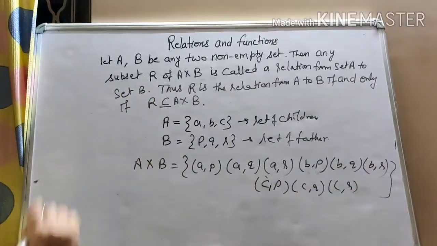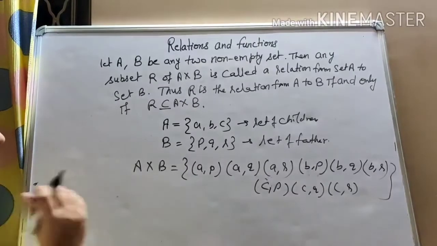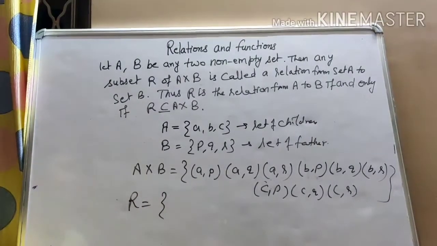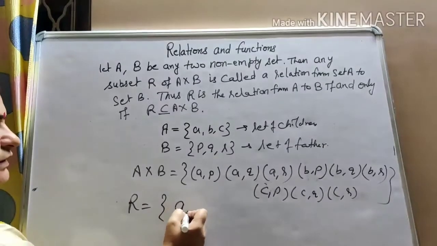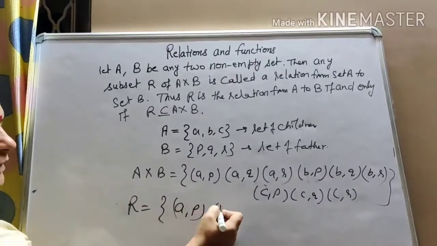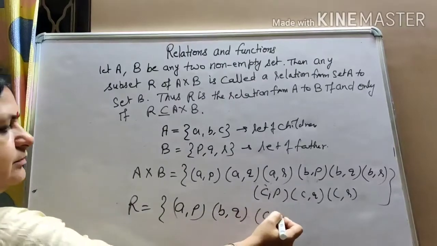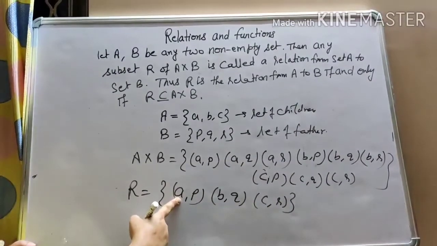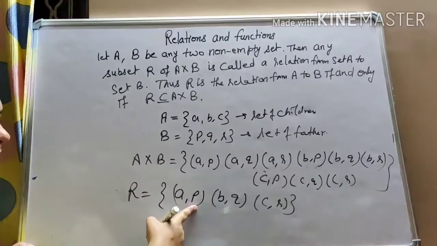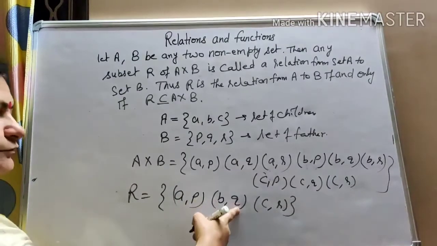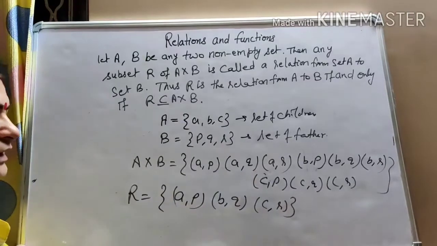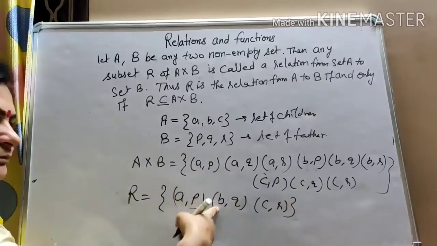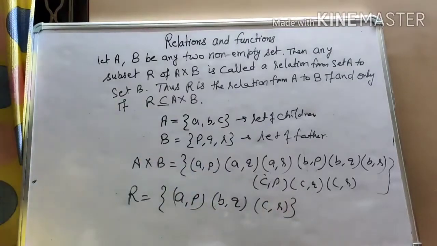Now, relation is represented by capital R. Relation is given A comma P, B comma Q, C comma R. It means relation is given A is the child of P, B is the child of Q, C is the child of R. Or we can say P is the father of A, Q is the father of B, and R is the father of C.